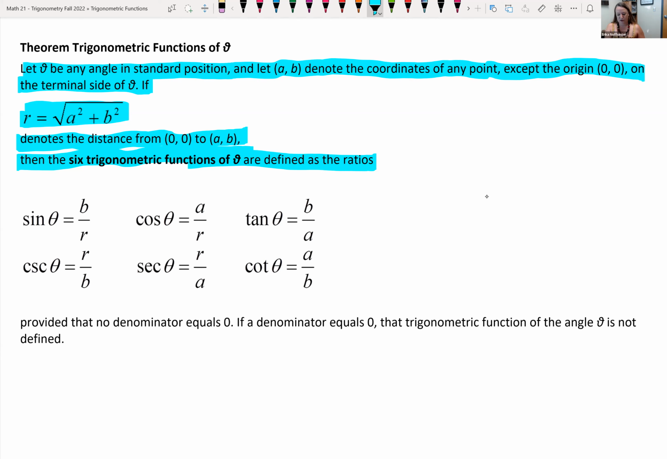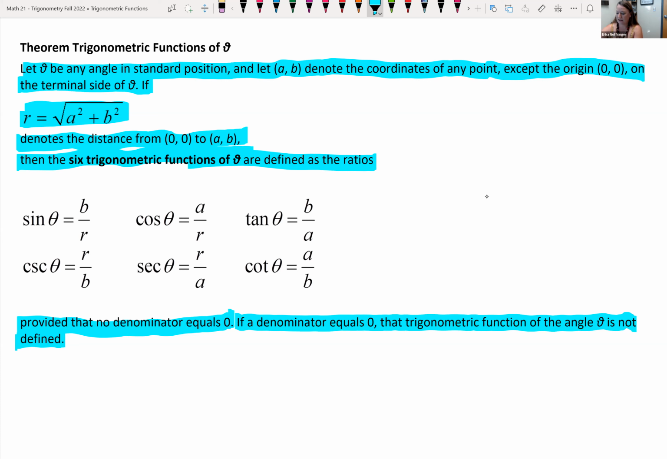We'll talk about the ratios in a second, but they're right in front of you. And we need to say that this is provided that no denominator equals 0. If we get a denominator equal to 0, that trigonometric function of the angle is not defined. We will say it's undefined. We can't divide by 0. So what is in front of us is exactly what we've been doing before. It's just written a little differently.